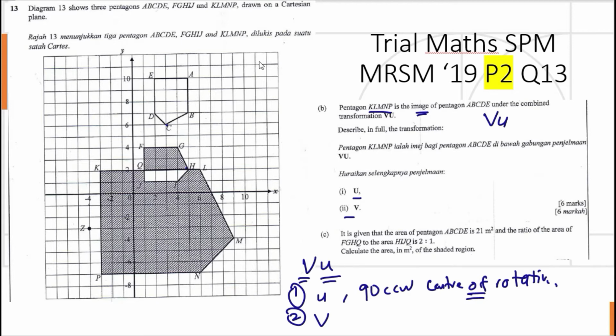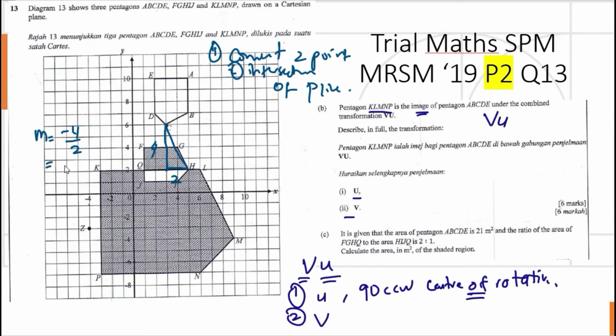you have to connect 2 points and then find the intersection of perpendicular lines. So we see here we have C and H. So when we connect C and H, you can see here, this is 4 and this is 2. So you see here, gradient M is equal to, this one is going down, right, which is negative 4 over 2. So we get negative 2.